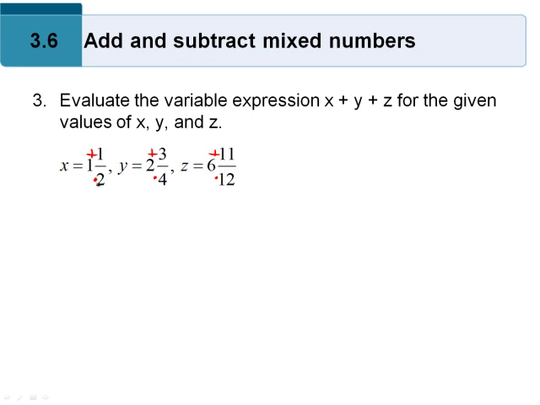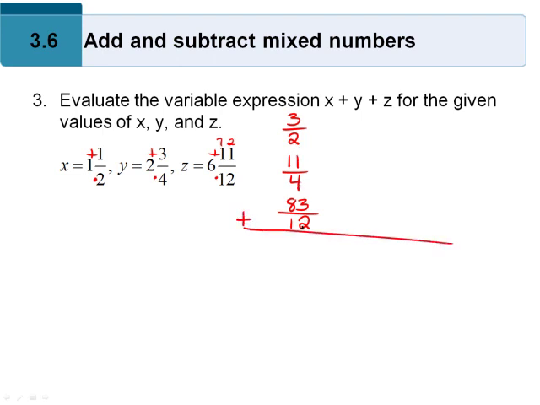So the first one, 1 1/2, 2 times 1 is 2, plus 1 would be 3 over 2. So I'm going to write them up here so we have enough room. Okay, then we have the middle one, 4 times 2 is 8, plus 3 would be 11 over 4. That's our second fraction. And 6 11/12. Let's see, 6 times 12 is 72. Okay, and what is that? 83 over 12. Okay, and those are the fractions we're going to add up.